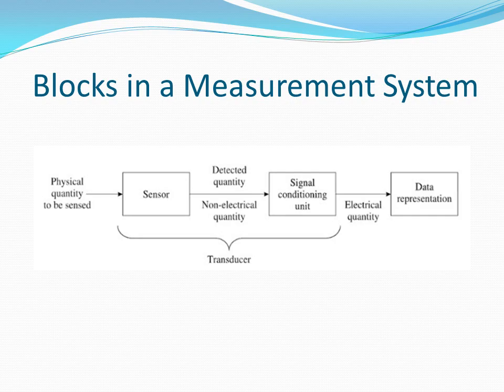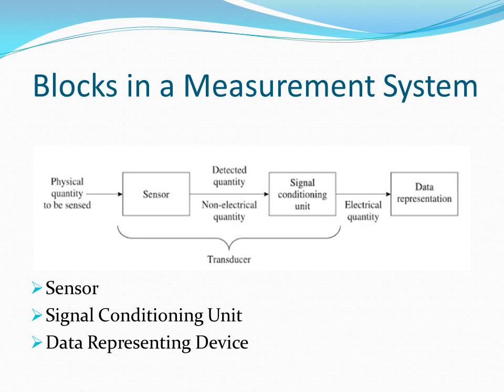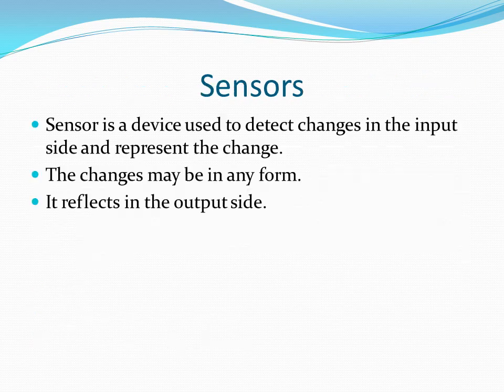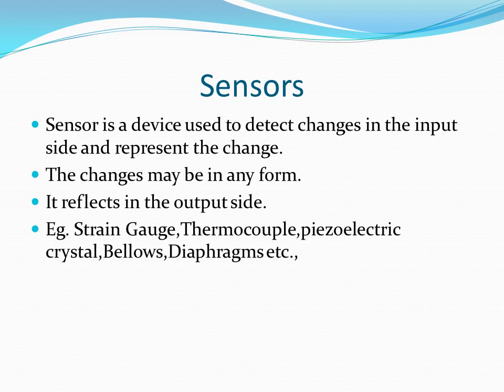So the basic blocks in any measurement system are three: a sensor, a signal conditioning unit, and a data representing device. We'll see them one by one. First, a sensor. A sensor is a device used to detect changes on the input side, and the changes may be of any form and are reflected on the output side. Examples are a strain gauge, a thermocouple, a piezoelectric. Without a signal conditioning device, all those are sensors.